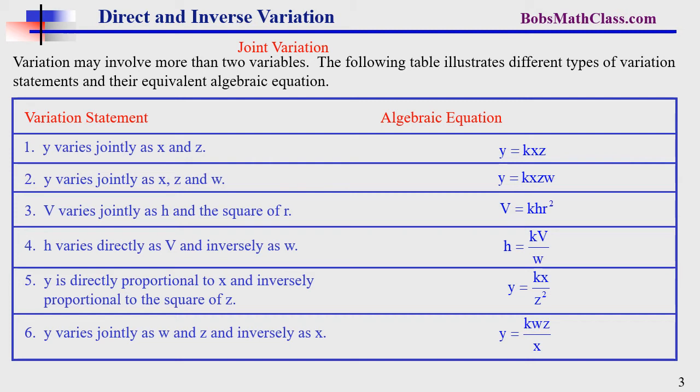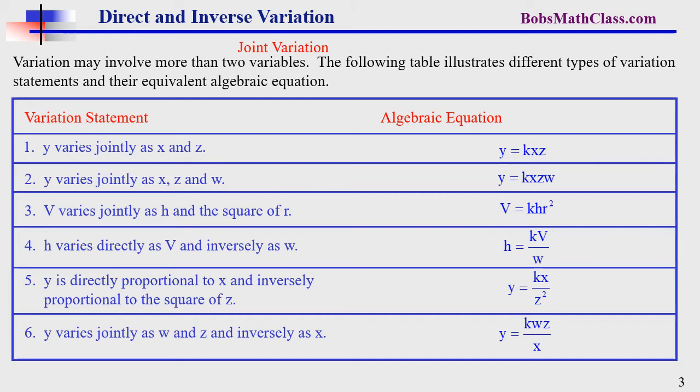Number 3, v varies jointly. So here we're just using a different letter. Jointly means we're going to have more than two letters on the right-hand side. Of course, we always have the k. And in this case, we have an h and the square of r, so that means r squared. So v equals k h r squared.